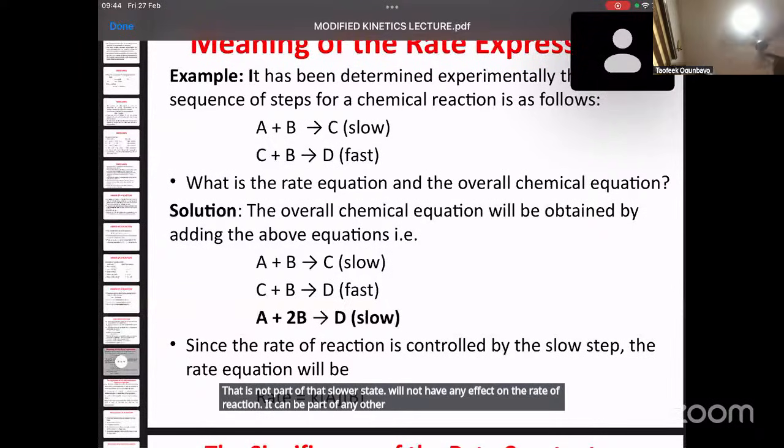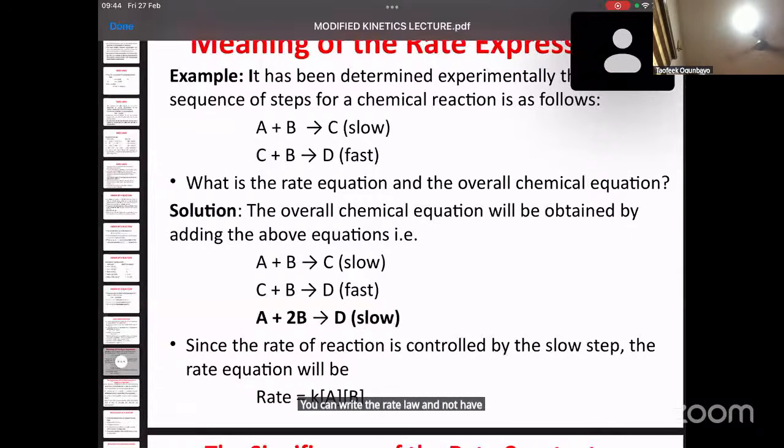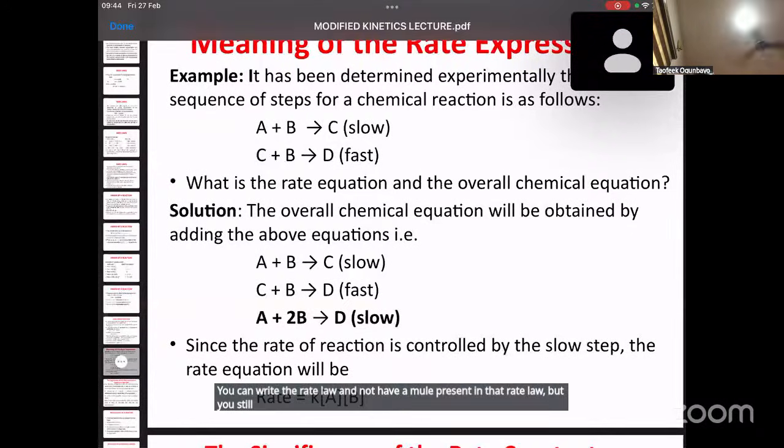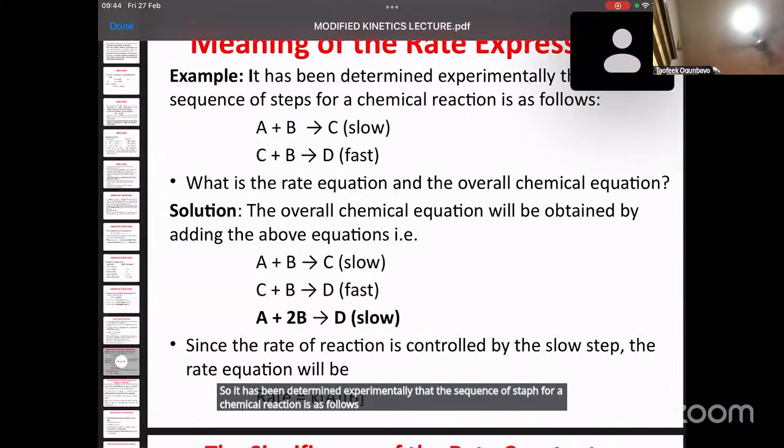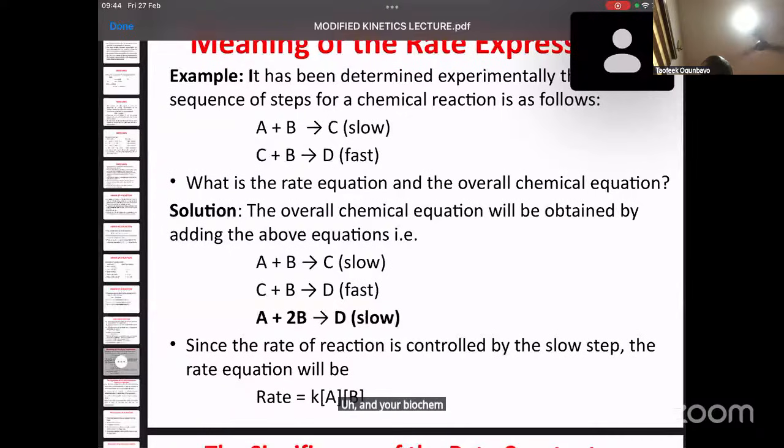And that is why you can write a rate law and not have a molecule present in that rate law, but you still need that molecule for the reaction. Because the only reason why that molecule is missing is that it's not present in the rate determining step, which is the slowest step. So it has been determined experimentally that the sequence of steps for a chemical reaction is as follows. The first step is the slow, the second one is the fast. So what is the rate equation and the overall chemical equation?